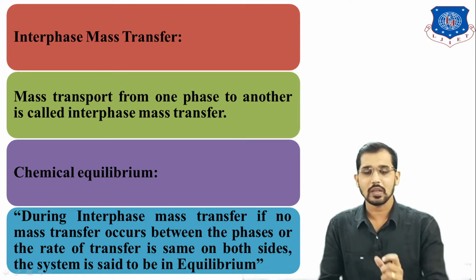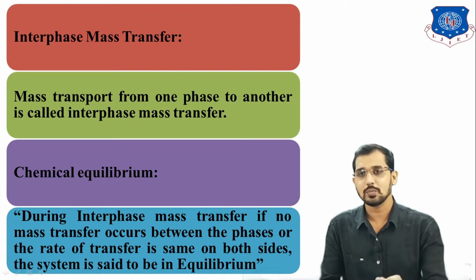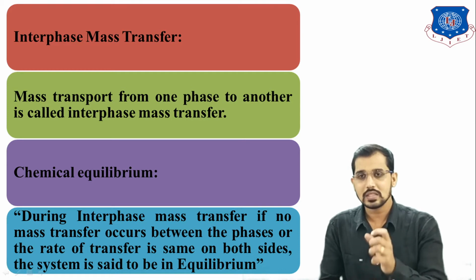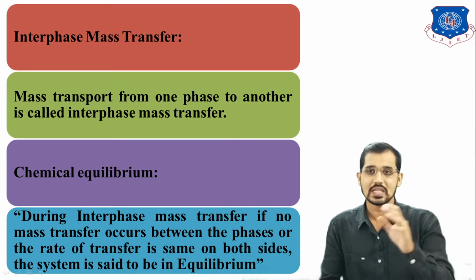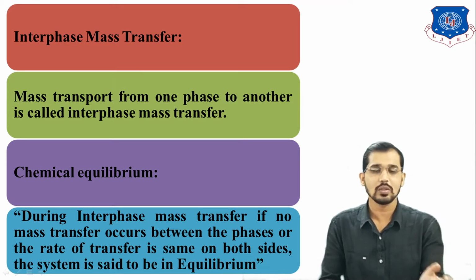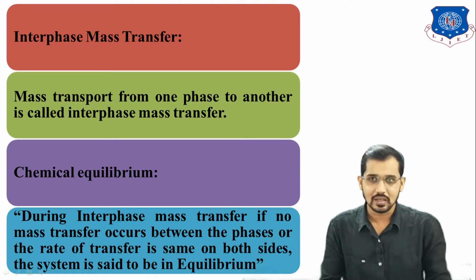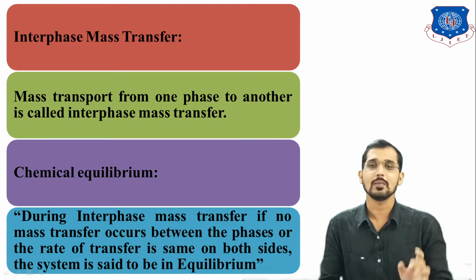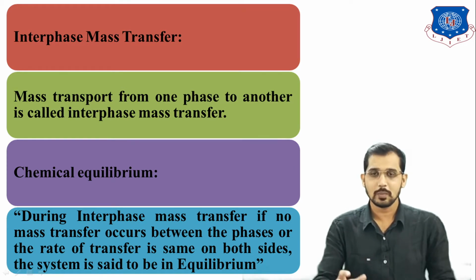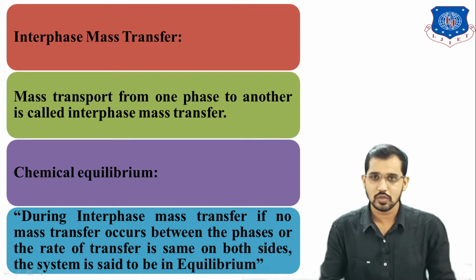So what is the meaning of equilibrium? If the rate of transfer of that particular molecule is the same on both sides, meaning from the gaseous side to the liquid side and from the liquid side to the gaseous side, or if there is no movement of the particle, that system is said to be in chemical equilibrium. For that purpose, I am going to consider gas absorption in the next slide.